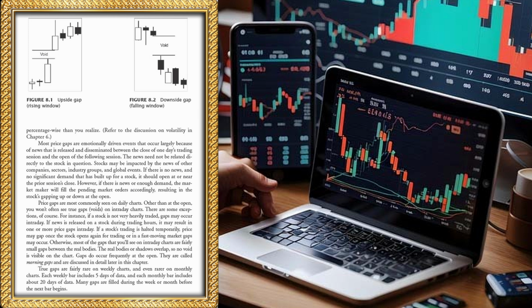Price gaps are most commonly seen on daily charts. Other than at the open, you won't often see true gaps, voids, on intraday charts. There are some exceptions, of course. For instance, if a stock is not very heavily traded, gaps may occur intraday. If news is released on a stock during trading hours, it may result in one or more price gaps intraday. If a stock's trading is halted temporarily, price may gap once the stock opens again for trading, or in a fast-moving market, gaps may occur.